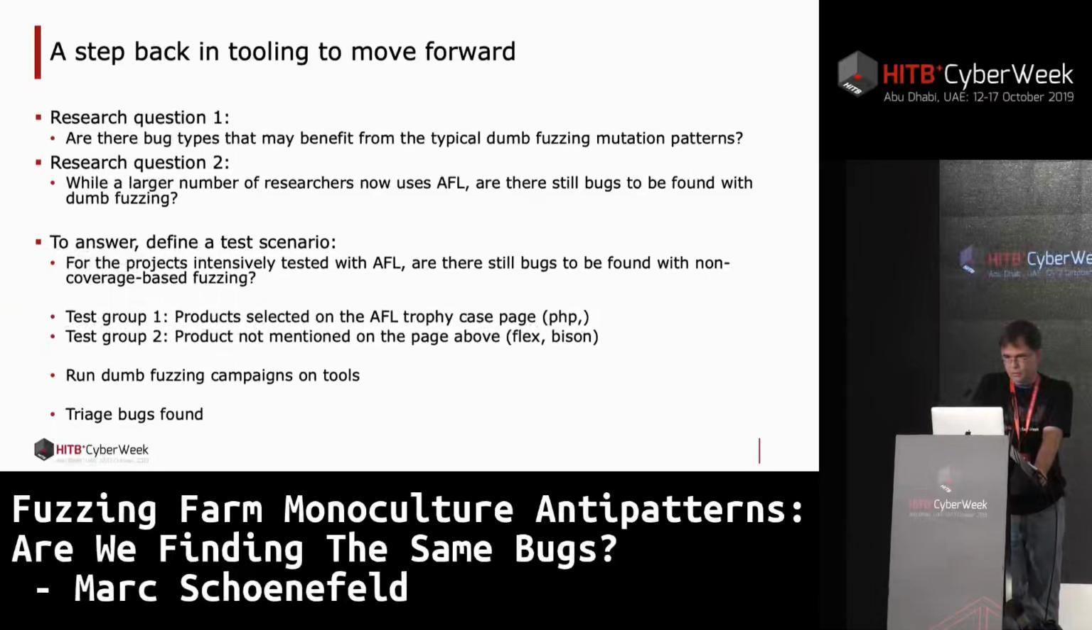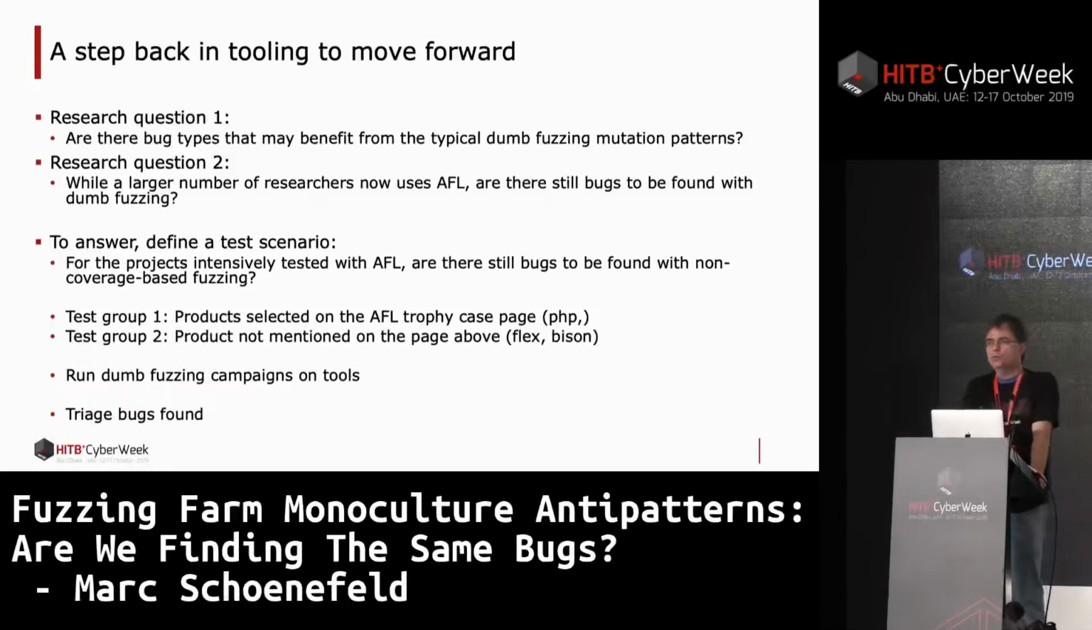To answer these, I came up with a little test scenario. For projects intensely fuzzed with AFL, are there still bugs to be found with non-coverage-based fuzzing? So I set up two groups of products: one selected from the AFL trophy case page, for example PHP, and a second group of tools that are not mentioned on any of the trophy case pages, like Flex or Bison. Then I ran dumb fuzzing campaigns on these tools and triaged the bugs that came out.